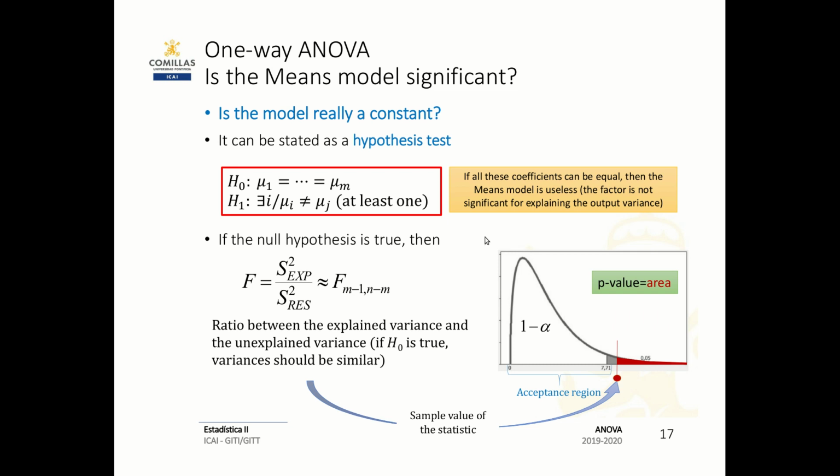And this is the shape, more or less, of this kind of distribution. Then our F will have some particular value, let's say 7.71, so let's say this is ours. And then we have the acceptance region, the region in which we cannot reject the null hypothesis, and if our F goes beyond this threshold, then we would reject the null hypothesis. And just a reminder, the p-value is the area from the observed F to infinity. So all this area here would be the p-value.